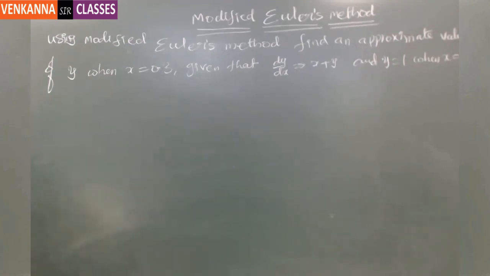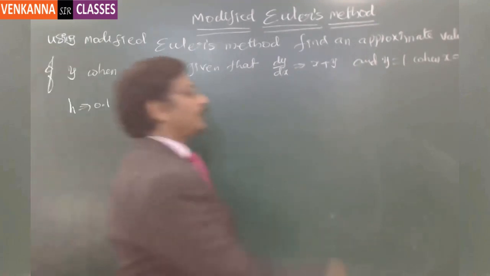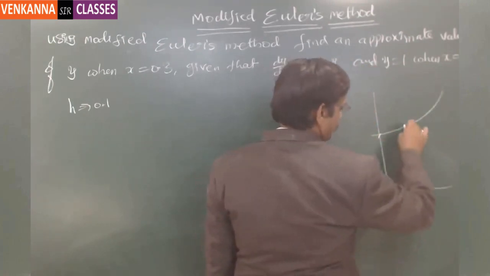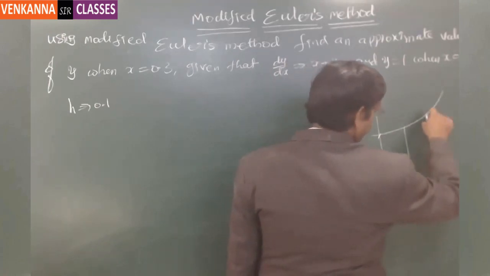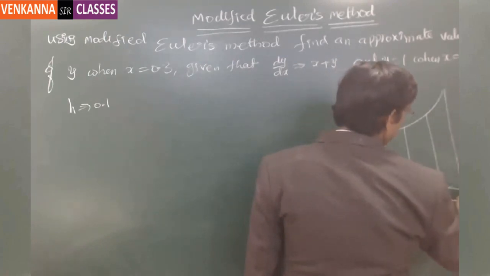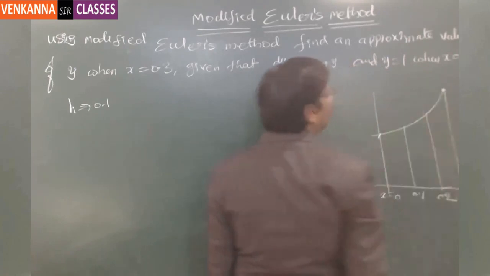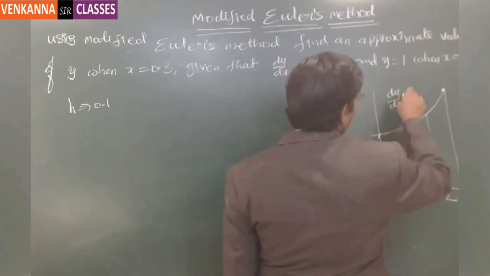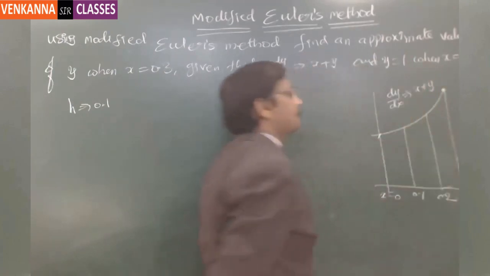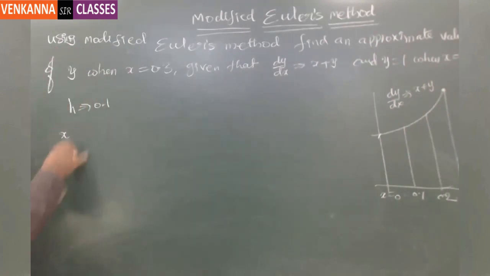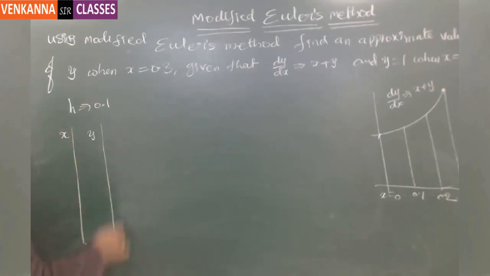So for simplicity, consider h is equal to 0.1. That means you have divided the entire curve into 3 equal intervals. So this is 0, this is 0.1, this is 0.2, and this is 0.3. Here we need to find the value for the curve dy by dx equal to x plus y. In the modified Euler's method, you can prepare a table of x, y, dy by dx.